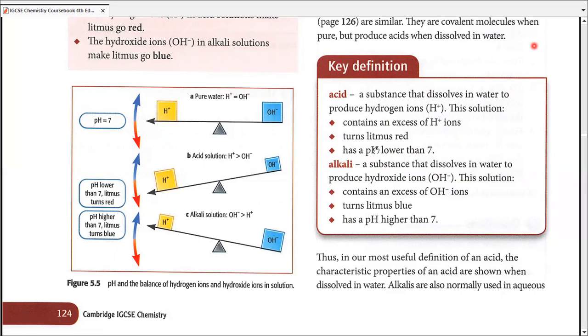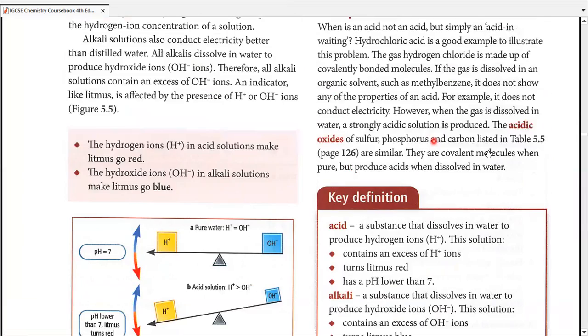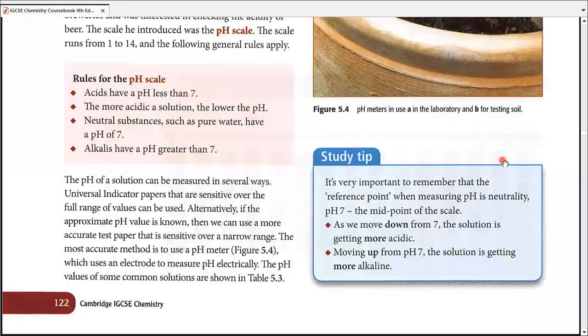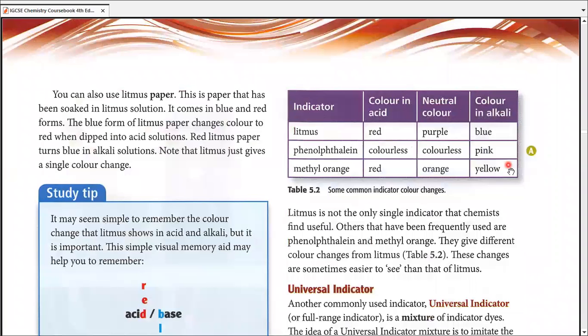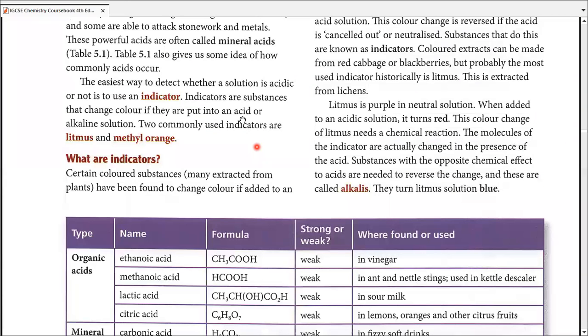So let's go a few pages back, and according to these definitions, understand what pH is or what litmus paper is. To begin with that, you would find that organic acids or mineral acids are all tested with the help of indicators. So let's start with indicators. What are indicators?